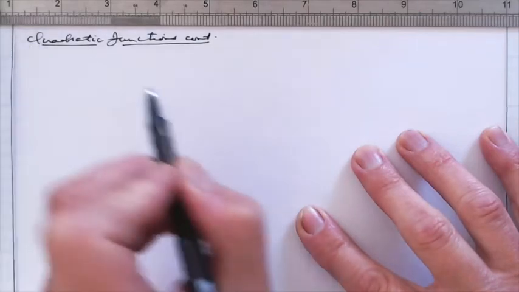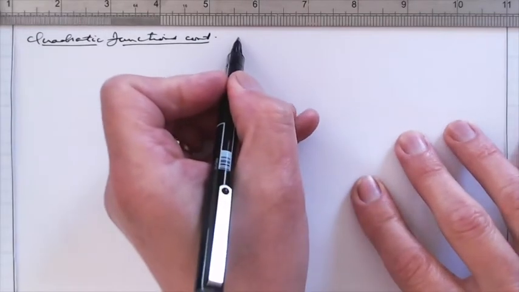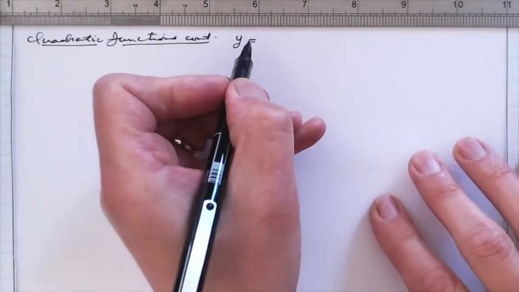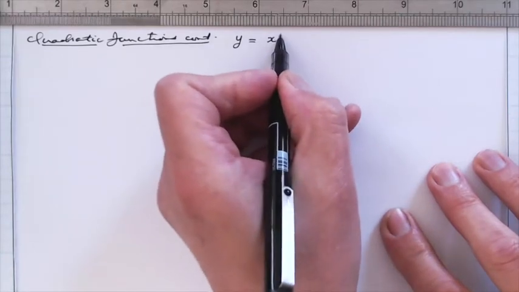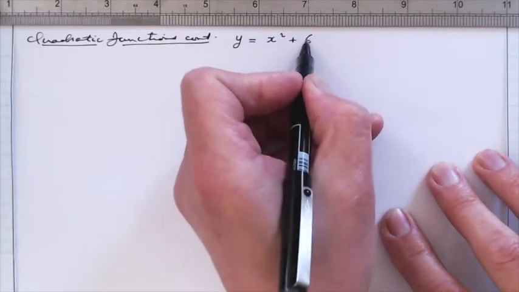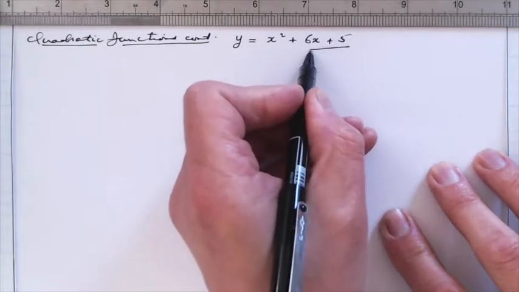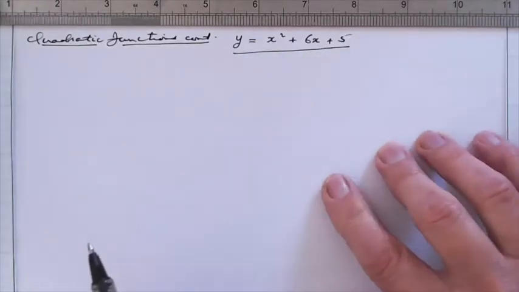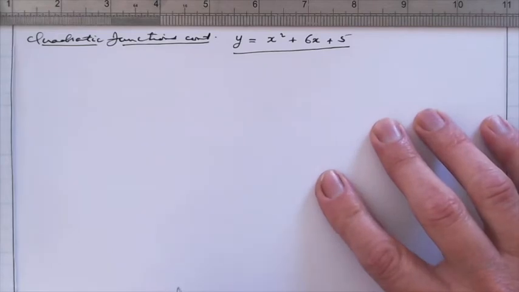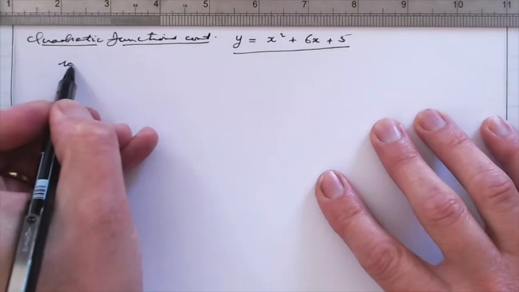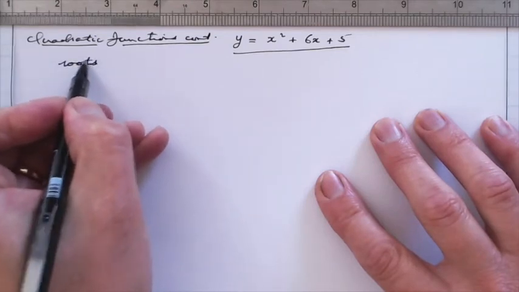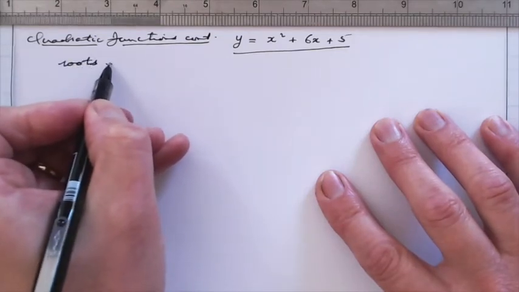So I've just chosen this function, y equals x squared plus 6x plus 5. Okay, so let's look at this first from the point of view of roots. So let's approach this quadratic function from the point of view of roots.